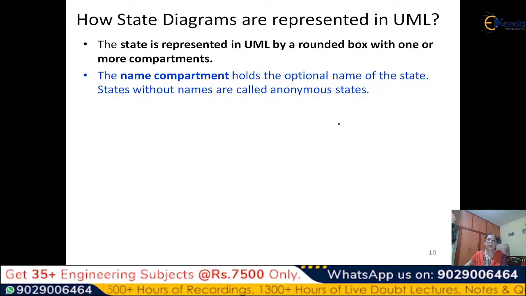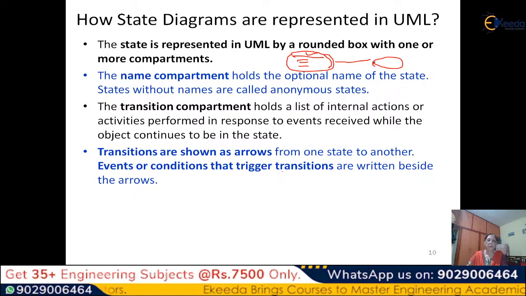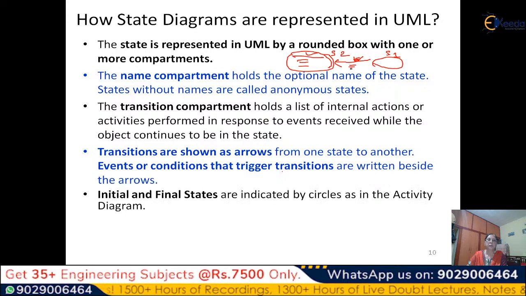First of all, you have to make a rounded box, like an ellipse. The name component will be at the top, and here all the actions will be. The transitions will be from one state to another state. You will have arrows denoting which is the first state. This is state 1 and this is state 2. So there is a transition, and the condition will be written here. All the conditions and the constraints will be written here.